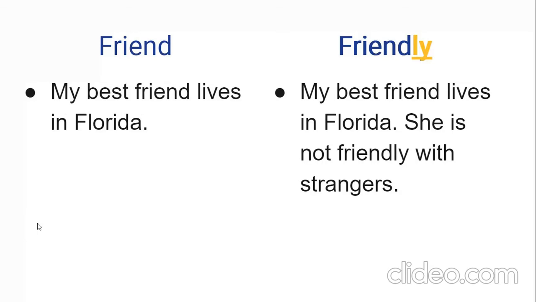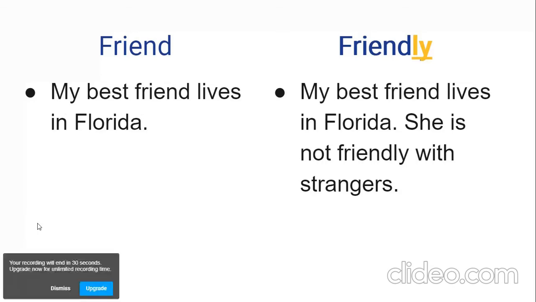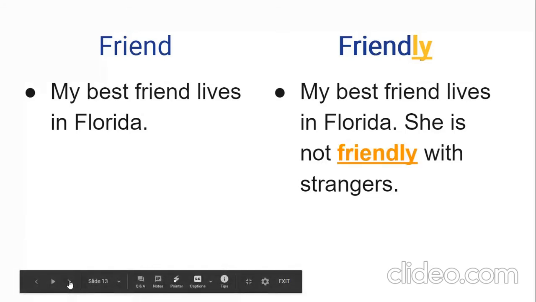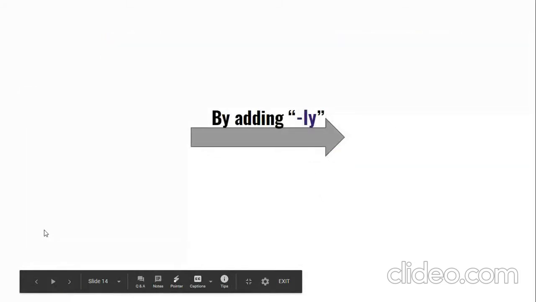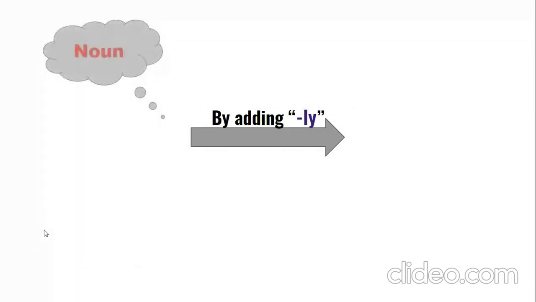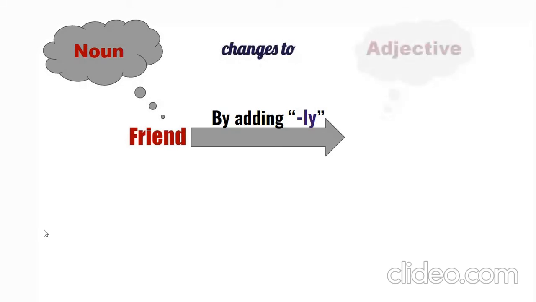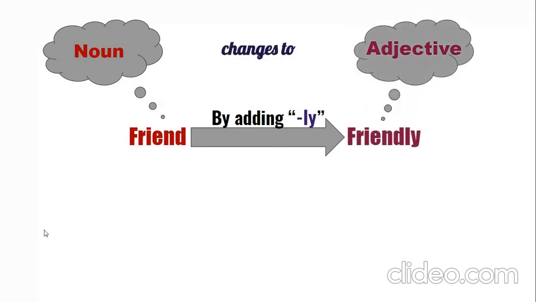As you notice here, I'm using those two words in different ways. I'm using friendly to describe my friend who lives in Florida. So let's go ahead and look at it in another way. By adding the suffix ly, I am actually changing the word friend, which is a noun, to an adjective, the word friendly. So again, my noun friend gets changed into an adjective, which is the word friendly.